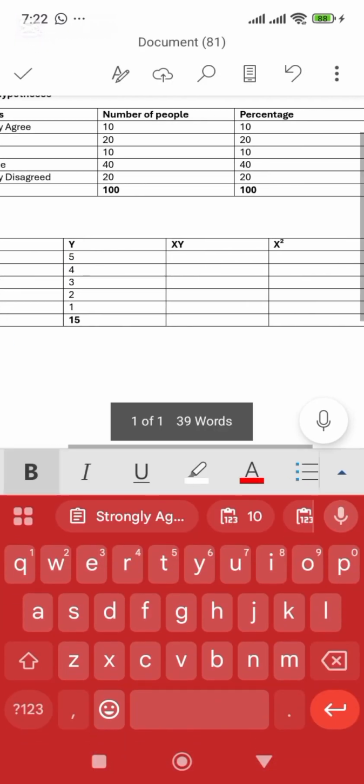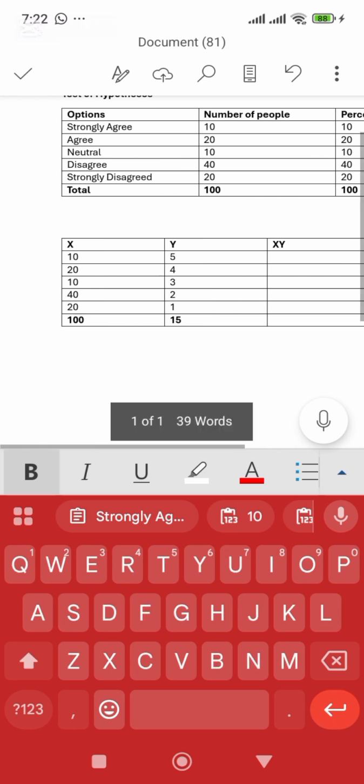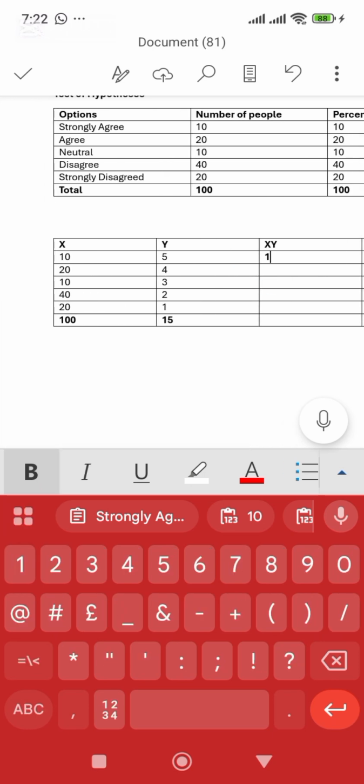You can see now, I use 5 to 1. The total of 5 plus 4 plus 3 plus 2 plus 1 is 15. That's why I sum it there. That last down part is usually the total of each of them.